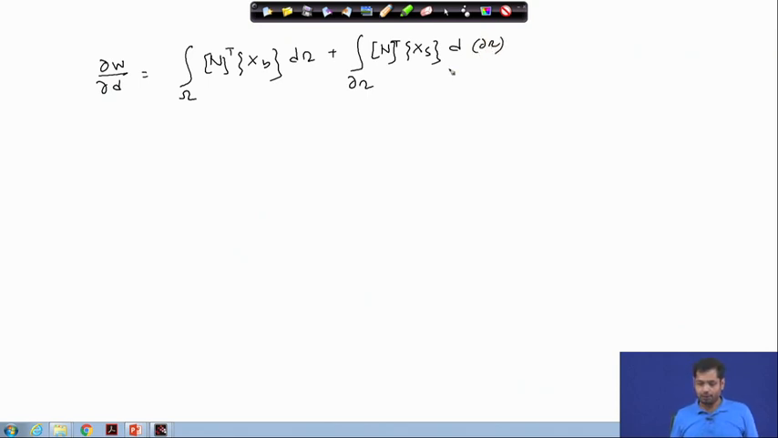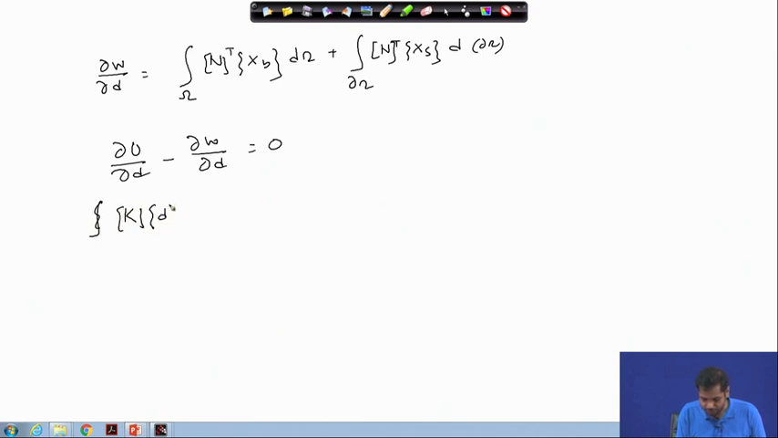Okay. Now, this is what we have. So, we then have del u del d minus del w del d, that is equal to 0. So, this is the stiffness matrix, as we have already seen. This part will give us what? This part will give us k into d e, and this part will give us the load vector.